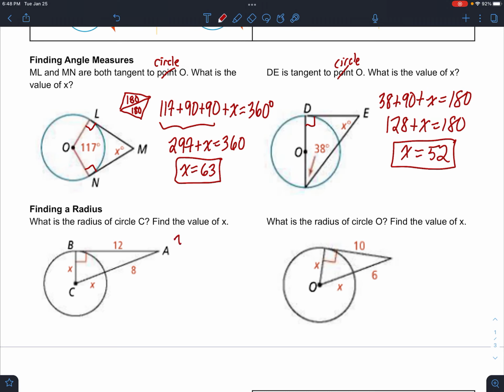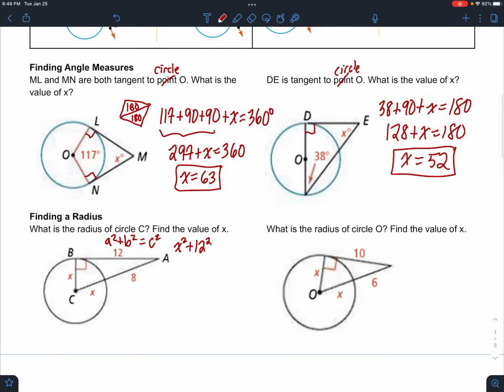Now, this is a little weird, but we're going to do leg squared plus leg squared, right? Because it is going to be a squared plus b squared equals c squared. So it's the small leg squared plus the small leg squared equals the big leg squared. But the big leg is actually x plus 8.